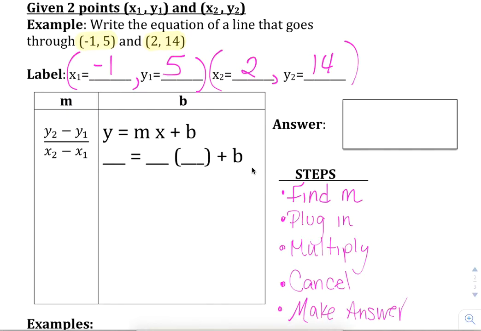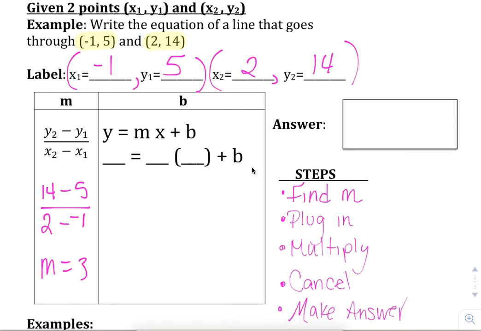So the first thing I want to do is make my slope. I'm going to go ahead and use y2, 14, minus y1, which is 5, divided by x2, 2, minus x1, which is a -1. So in my calculator, when I type this whole thing in one giant fraction, I am getting 3. So that is my m.